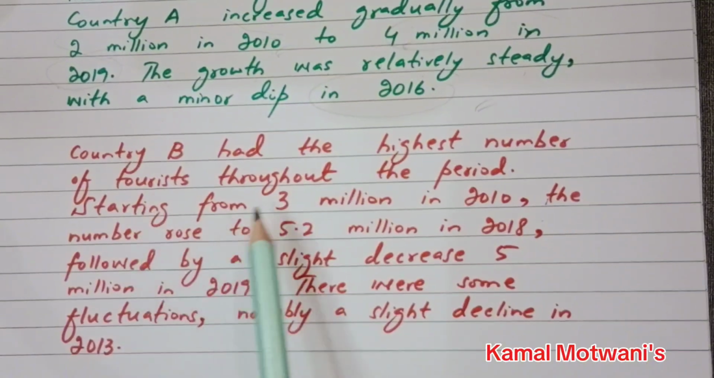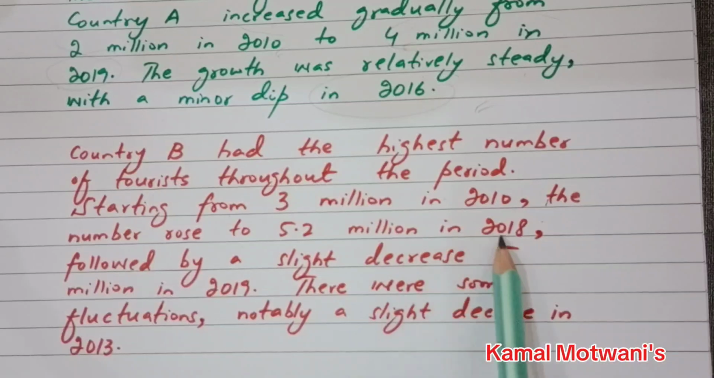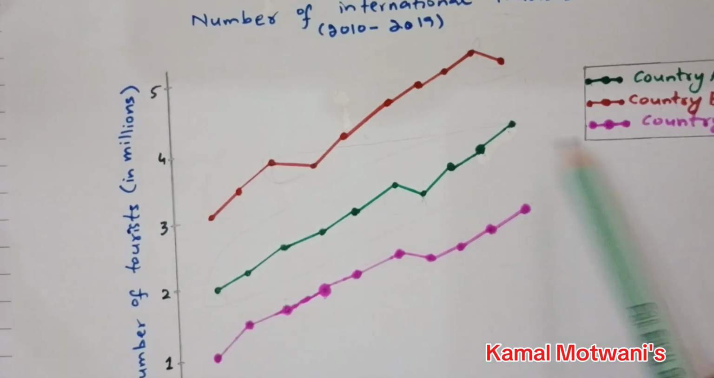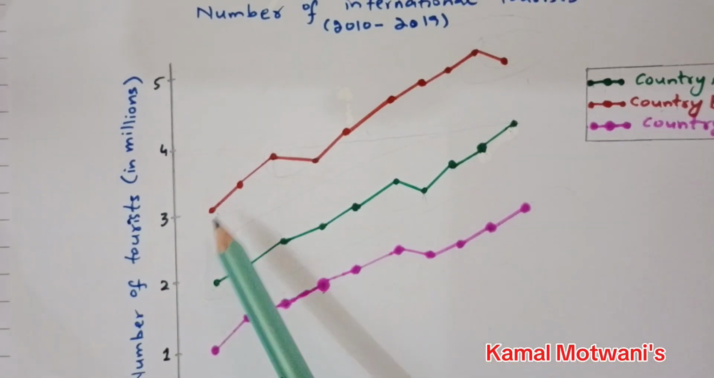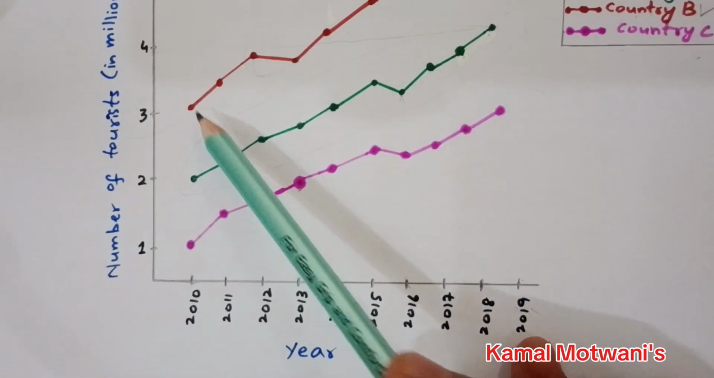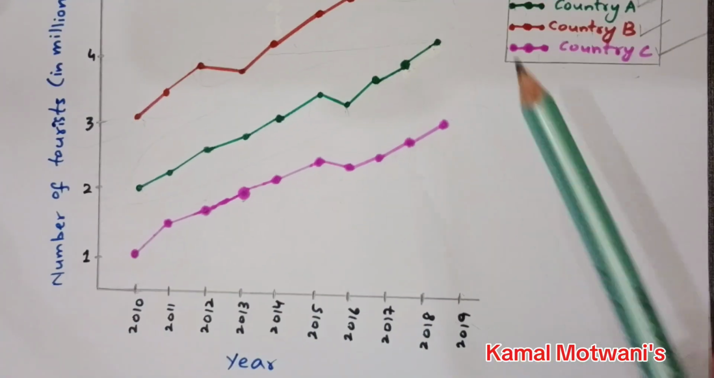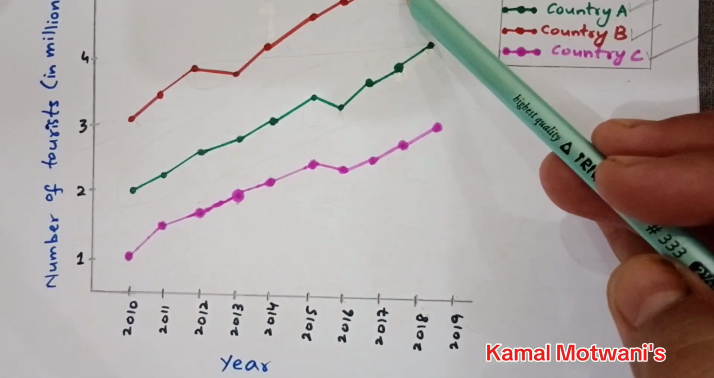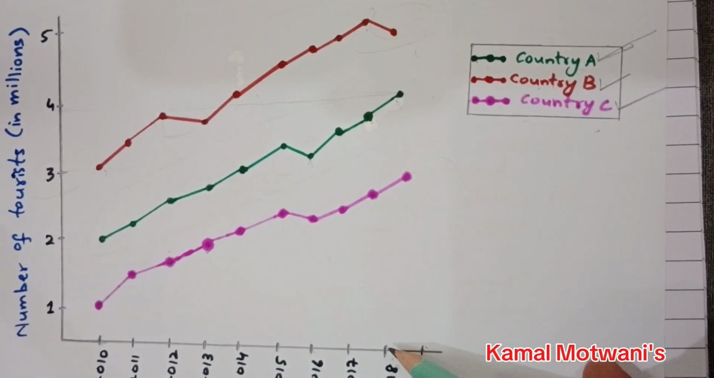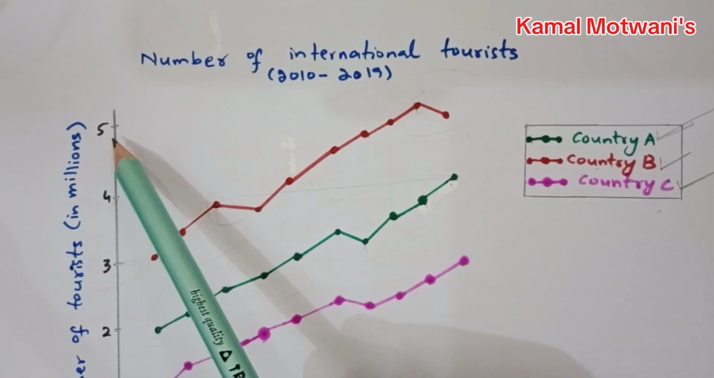Then, starting from 3 million in 2010, the number rose to 5.2 million in 2018. Let's see. Now, where did it start? Country B started from 2010. There were 3 million tourists. In 2010, country B witnessed 3 million tourists. Then in 2018, it reached the peak. What was the peak? Even above 5.2.